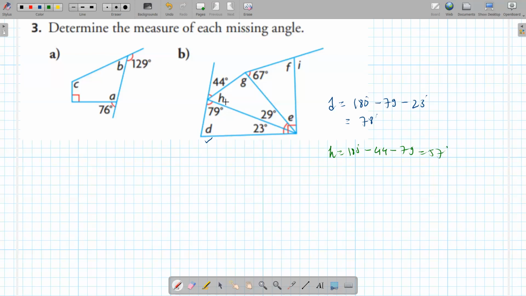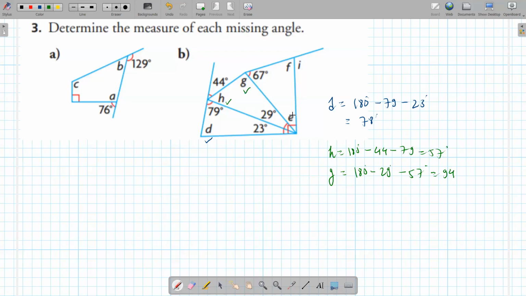Now that we have H, we can find G. Because again, this is a triangle, right? If you have 2 angles, we can find the third angle. So what do we do for G? 180 minus 29 minus H, 57. It's 94. Right.